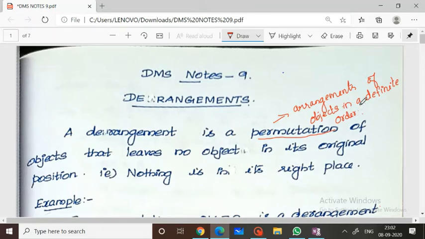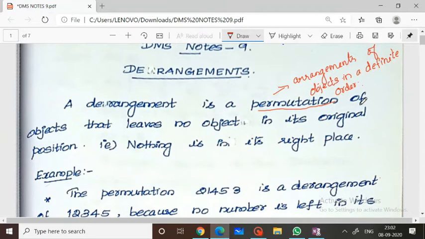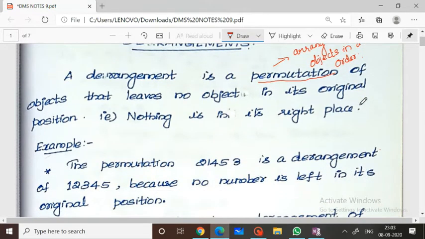Here, a derangement is a permutation of objects that leaves no objects in its original position. For example, take 1 2 3 4 5. We all know that 1 should be in the first position, 2 should be in the second position. This is the correct order.